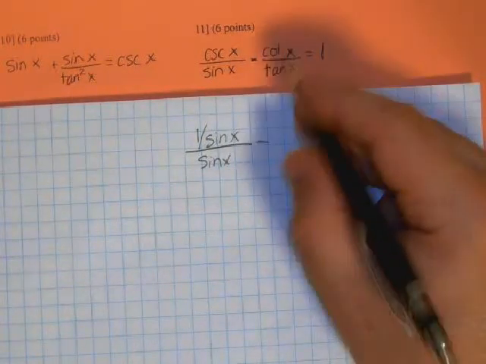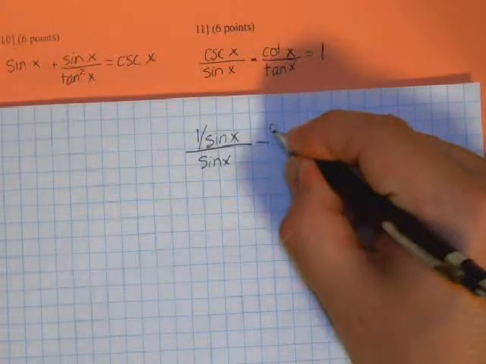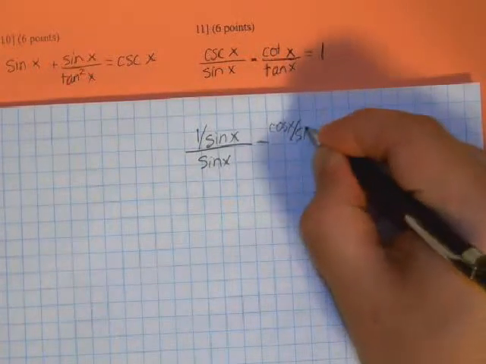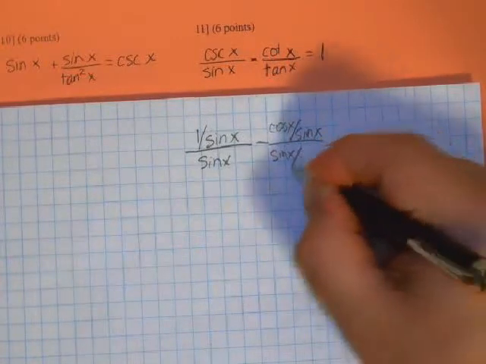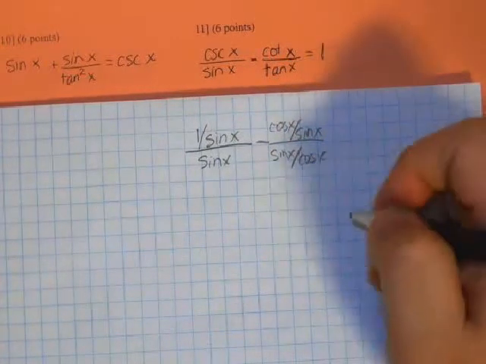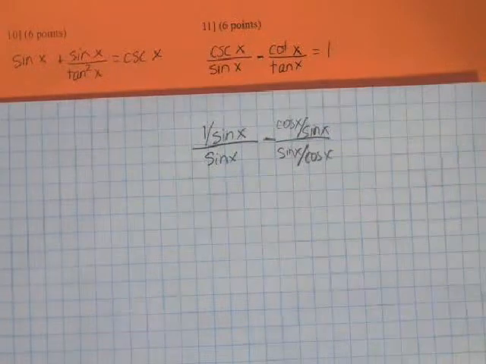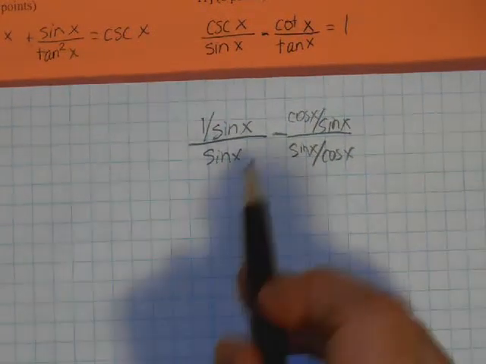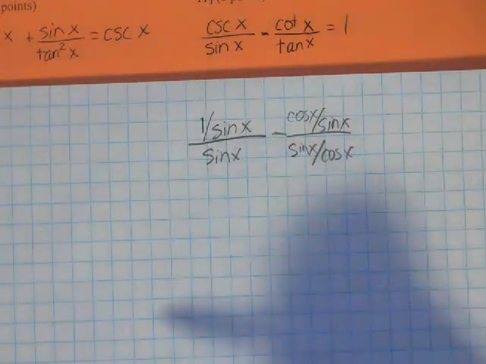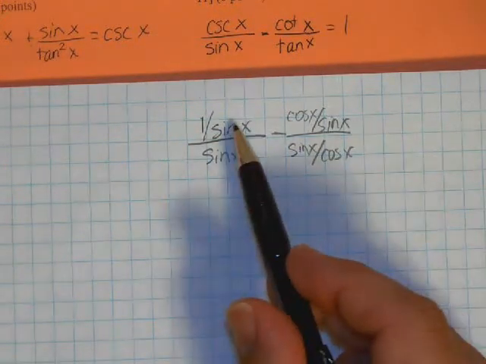And cotangent, I know, is cosine over sine. And tangent is sine over cosine. Now I've noticed that some of the students are having difficulty simplifying these. So just go ahead and treat them just like fractions.